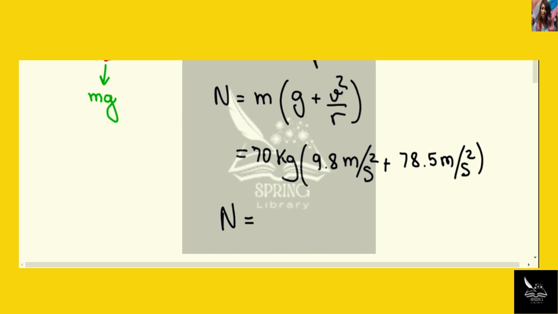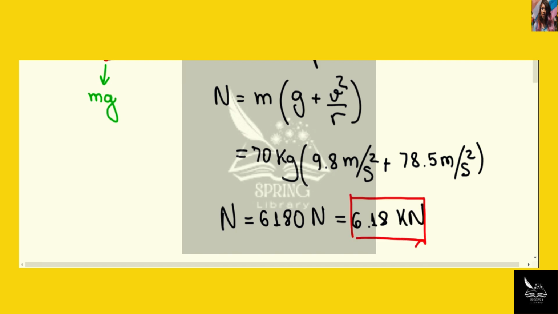So the normal force is equal to 6,180 newtons. That is equal to 6.18 kilonewtons. And this is the normal force, which concludes our exercise.